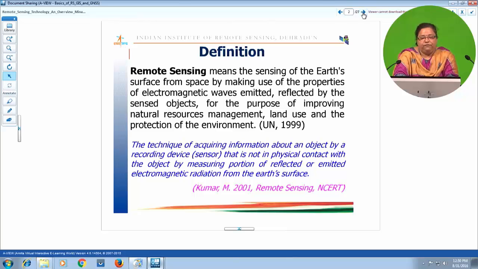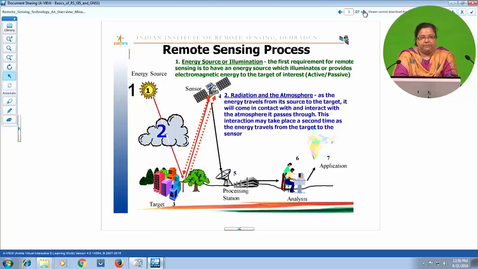There are different stages in remote sensing. In the remote sensing process, the prerequisite is that we have an energy source or a source illuminating my target. So that is the first step of the remote sensing process. The energy source can be passive, that means the natural energy from the sun can be used for recording, or the sensor can have its own source of energy, which is called active remote sensing.